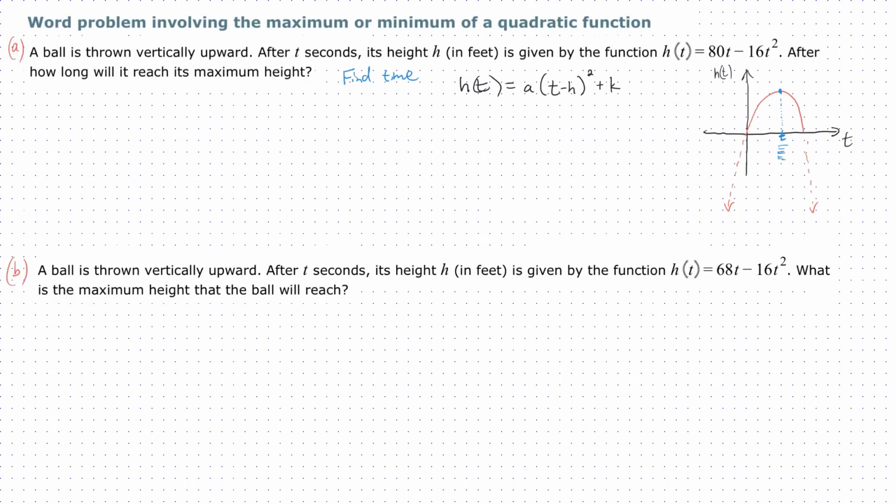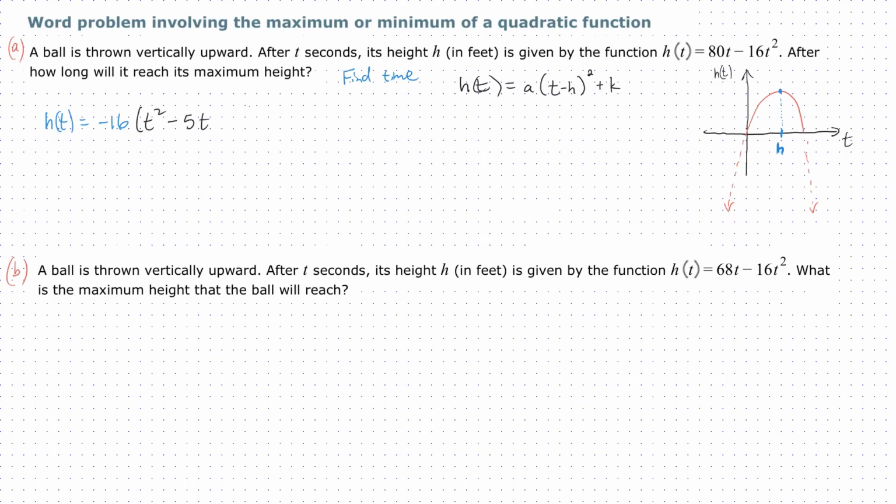So instead of calling this t, why don't we call this h? Because that's what you're used to calling it. Let's find its h value, which is just the t value of the vertex, or the x value of the vertex. But in this case, x is t. All right, let's do that. H of t is equal to negative 16, and let's see what's left. We have a t squared minus 5 times t.